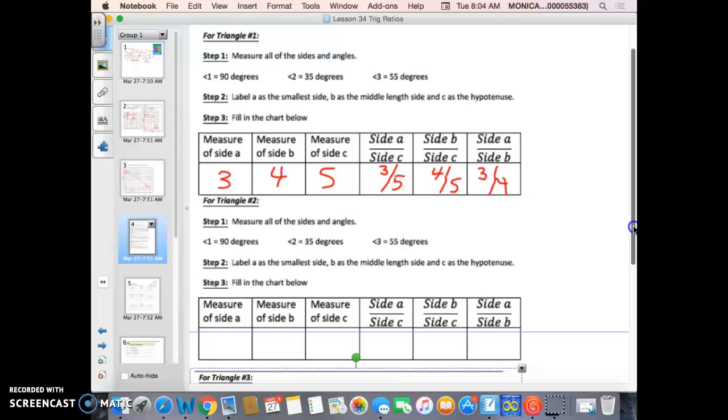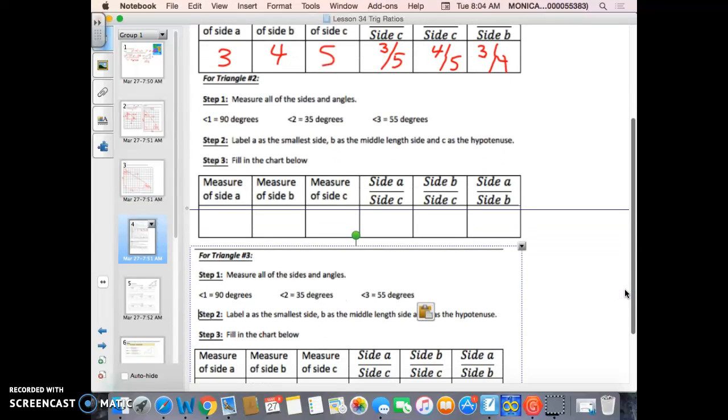Let's look at the second triangle. The measure of side A was twice the measure of side A in the first, so 6, 8, 10. And then my ratio would be 6 over 10, which is the same as 3 over 5, 8 over 10, and 6 over 8.